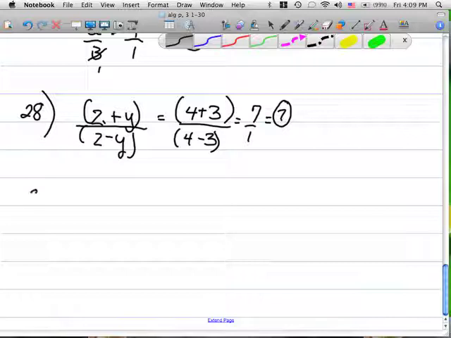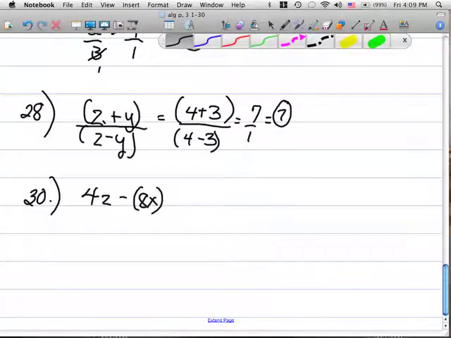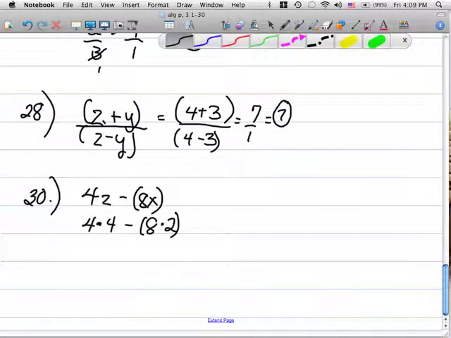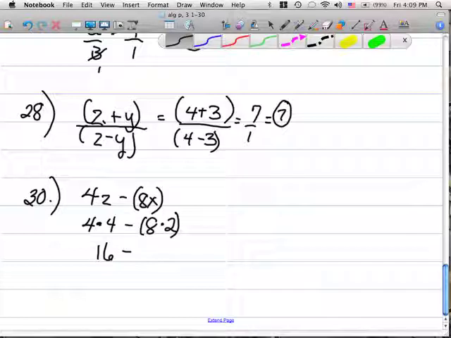And problem number 30. We have 4z minus the quantity 8x. So we take 4 times z, and z is 4, minus 8 times x, and x is 2. So we can go left to right here, except don't do the subtraction until the end. So 4 times 4 is 16, minus parentheses next 16, so we get the answer 0. And that's the end of the evens.